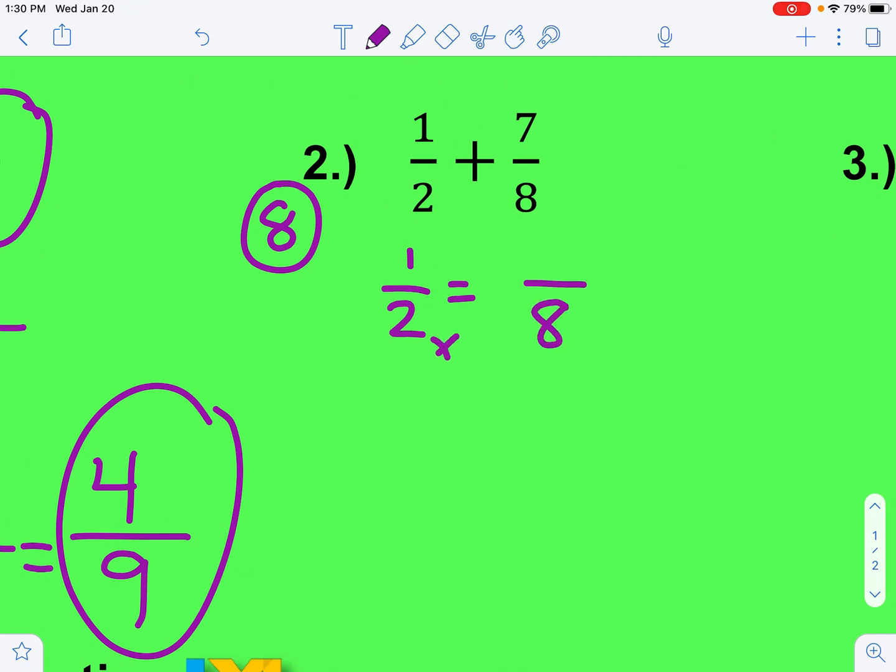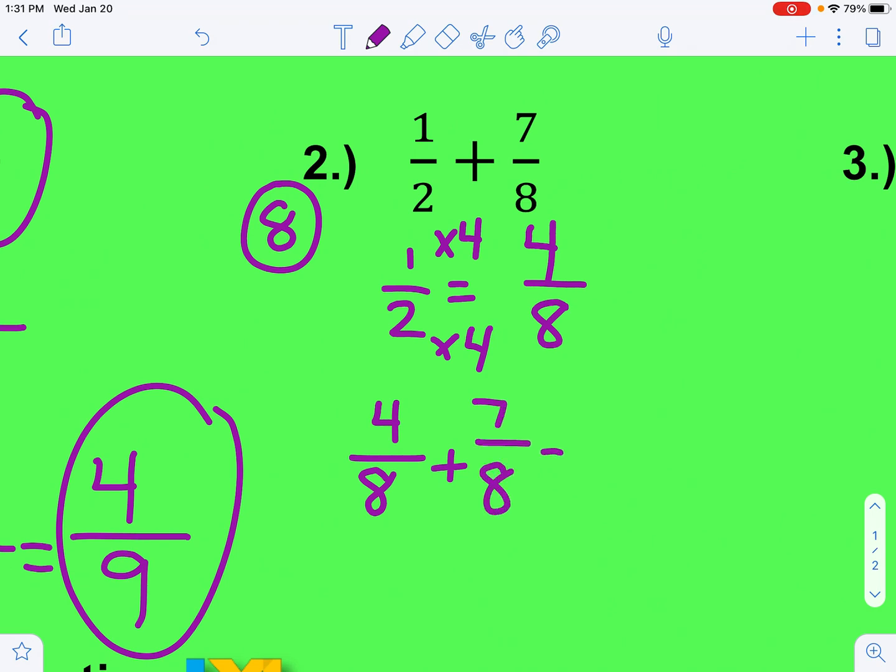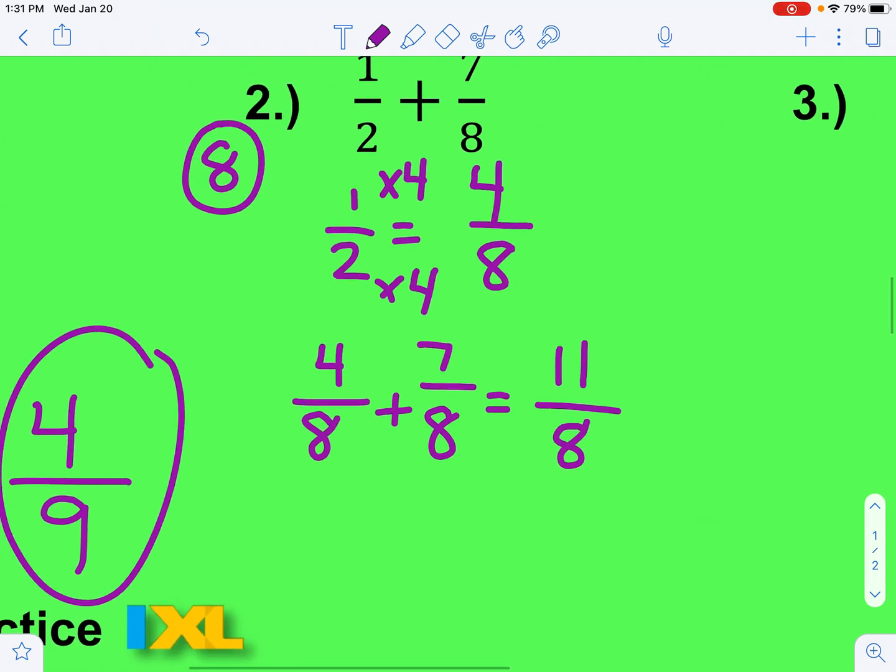Alright, so we need to change 1/2 to have a denominator of 8. So we think, 2 times what gives us 8? Well, 2 times 4 gives us 8. And we also need to take 1 times 4, which is 4. Alright, let's rewrite our problem. We're really taking 4/8 plus 7/8. Since our denominators are the same, our denominator is going to stay 8. Now add your numerators. 4 plus 7 gives us 11.